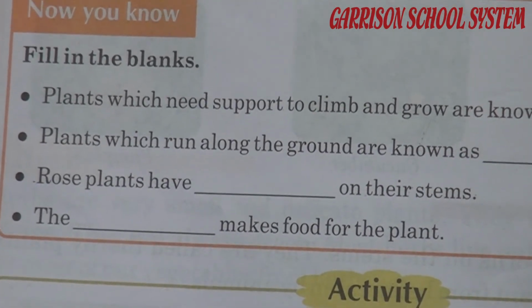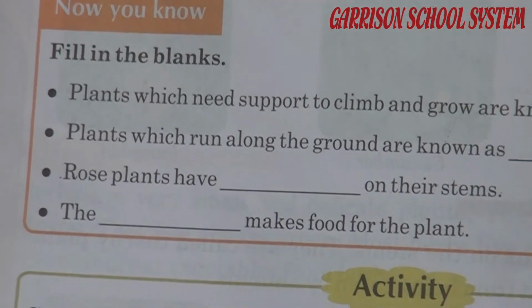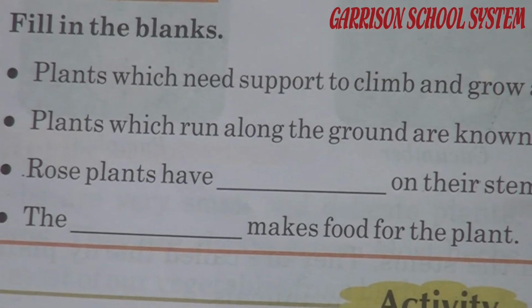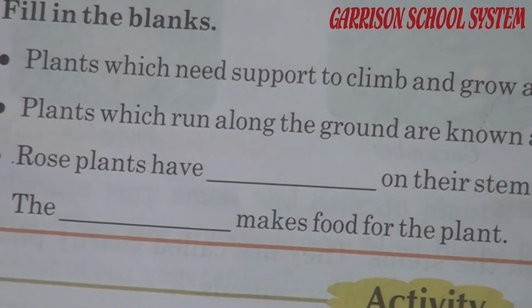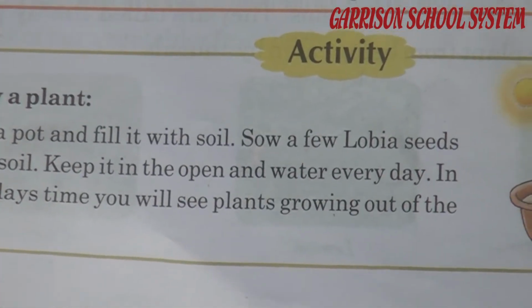Number 3, rose plants have dash on their stem. Thorns. THORNS. Number 4, the dash makes food for the plant. In which part of the plant is food made? Leaf. LEAF.